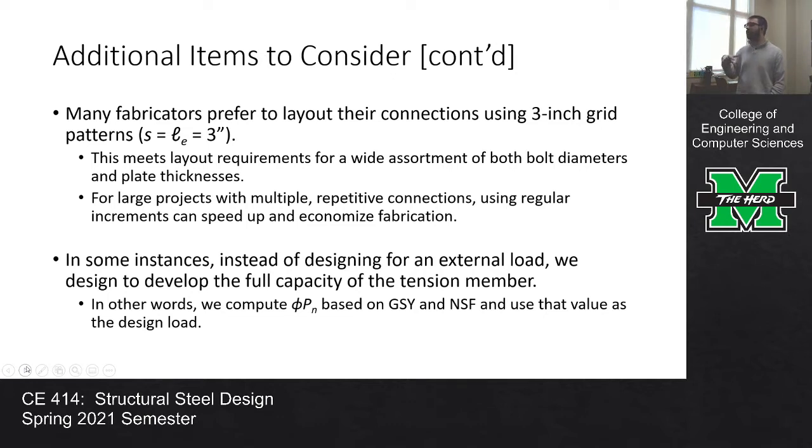Now, you don't see it used all the time though. For instance, in building design land, you might see 3-inch grids on the beam to beam connections or the beam to column connections, but maybe for your braces, your brace frames, your gusset plates, stuff like that, you'll see a more economized design because they're not as common throughout the building like the ones that are really repetitive.